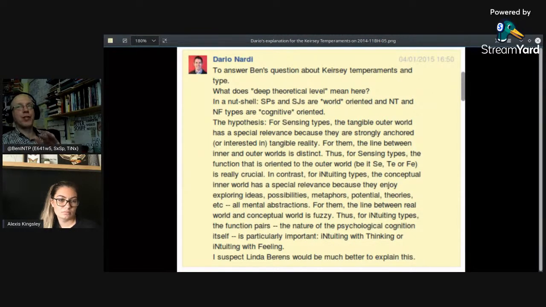So is this a reasonable enough explanation that for concrete types, the type of instinct is more important than the type of intuition? I don't know. Again, if you're trying to come up with a functional explanation for why the temperaments are the way that they are, we might just replace that, eliminate sensing, and say for instincting types.